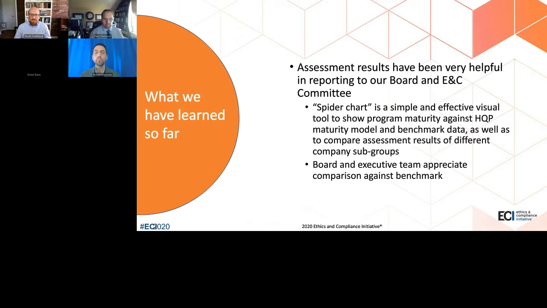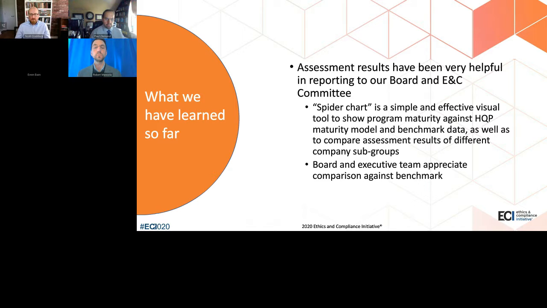Again, we have shared these results with our board and our Ethics Compliance Committee. It's been very helpful. The spider chart is a simple and effective visual tool to show program maturity against the HQP maturity model and benchmark data, and also to compare the assessment results of different subgroups. So it really, I think, is easy to digest.